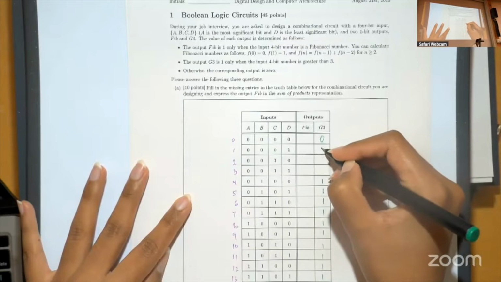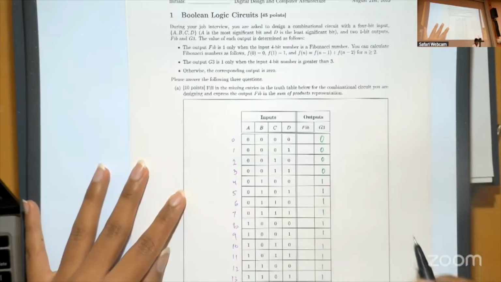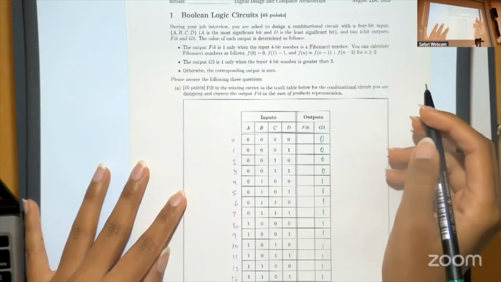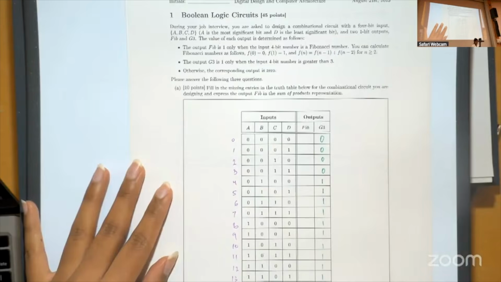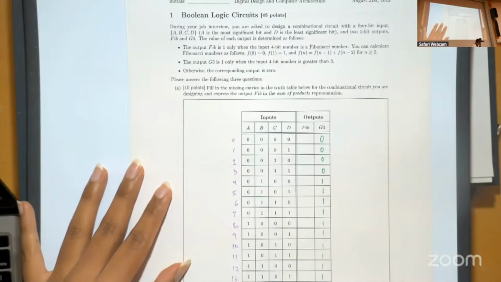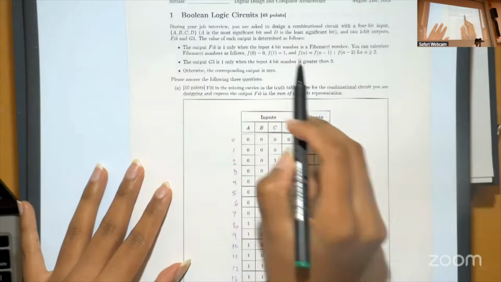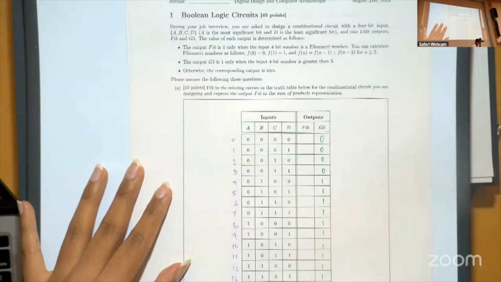And for these, it will be 0. And for Fibonacci, whenever the number is a Fibonacci number, then the fib output bit is 1. So let's write the Fibonacci series. Let's start from 0. We are given f of 0 is 0, f of 1 is 1, f of 2 would be the summation of these, again 1, f of 3 would be summation of these, 2, and then 3, and then 5, 8, 13, 21. We don't need to go beyond that because here we only have till 15.